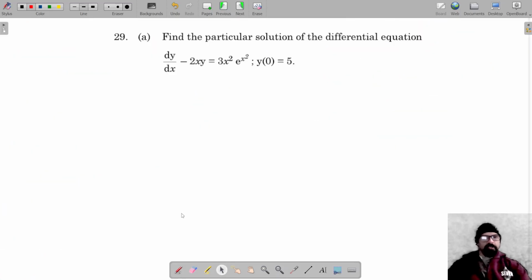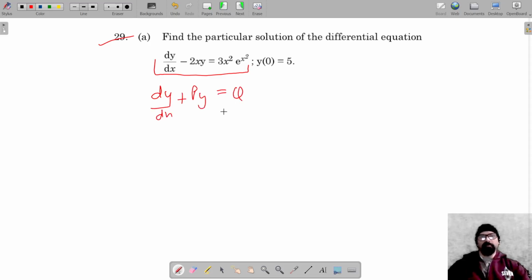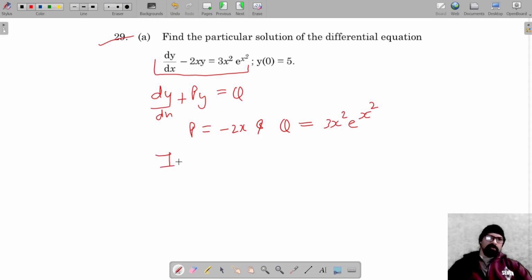Okay, for question number 29 part A, we have to find the particular solution of the differential equation. So our differential equation is this, and if we compare it with dy by dx plus py is equal to q, we can get the value of p and q. So here p is equal to negative 2x and q is equal to 3x squared into e raised power x squared.